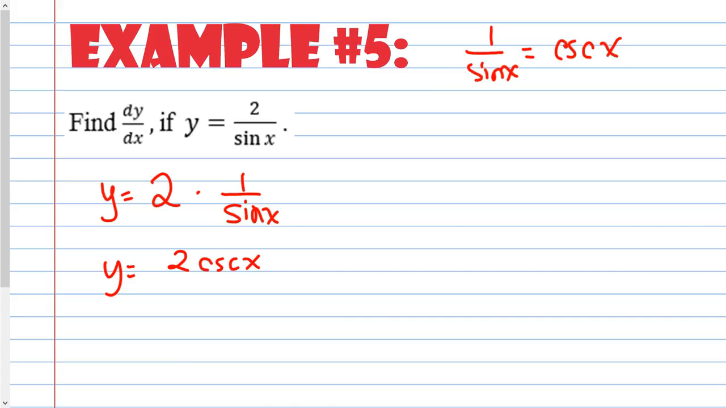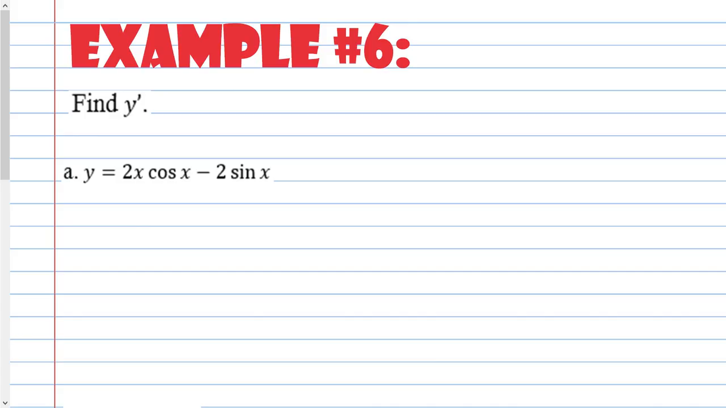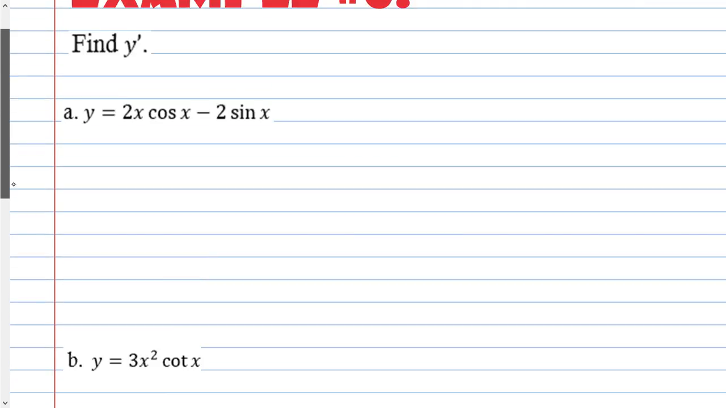So when I do the derivative, y prime is going to be 2 times negative cosecant x cotangent x. And then the negative, I'll just bring it to the front. And there you go. There's my derivative. Y prime is negative 2 times cosecant x cotangent x. Okay, example 6, find y prime. So I have two parts, A and B. B is down here somewhere.